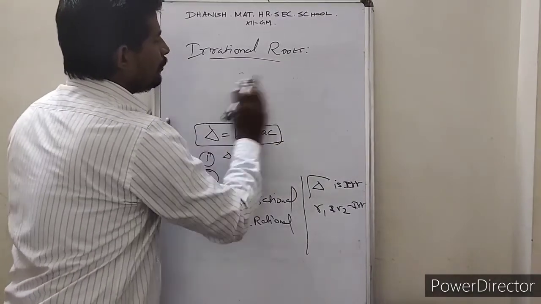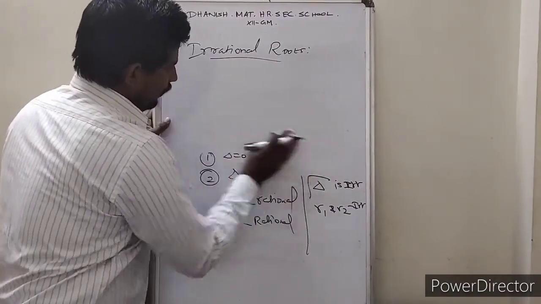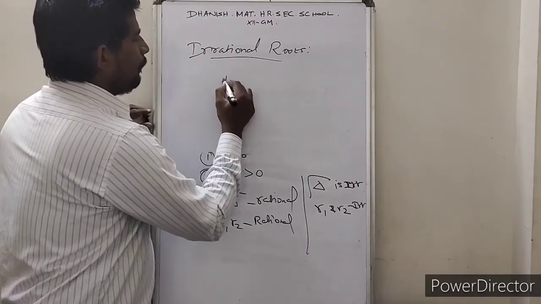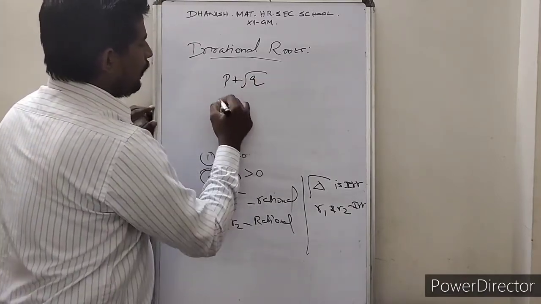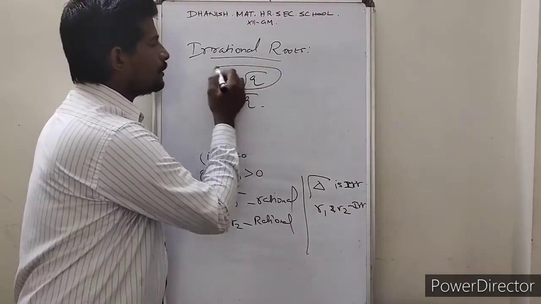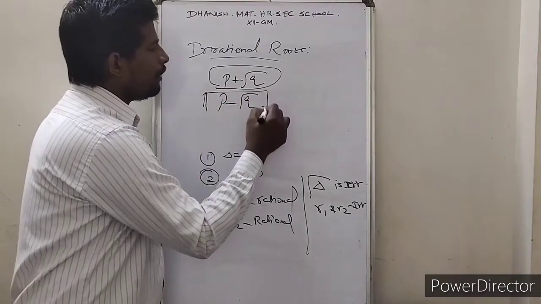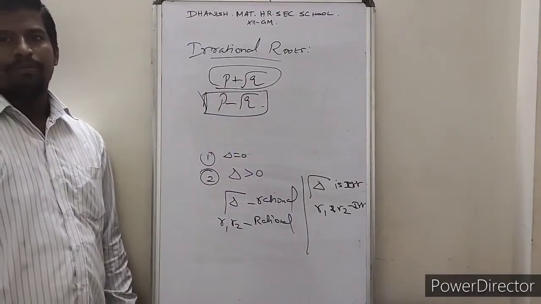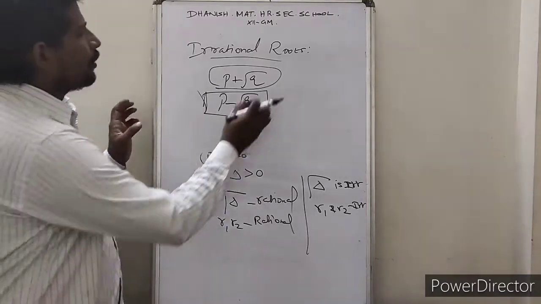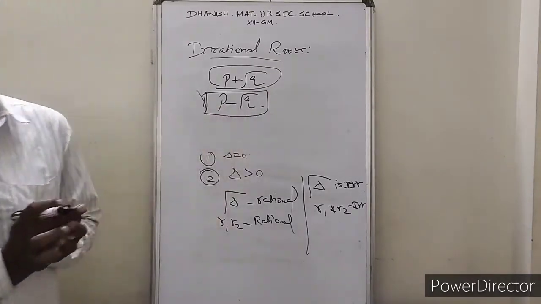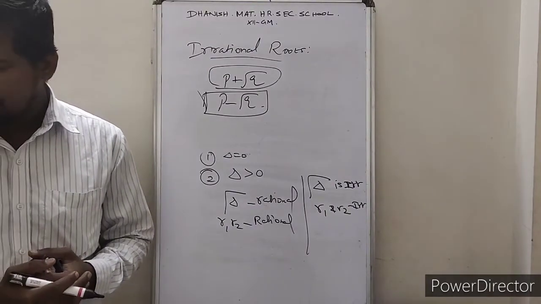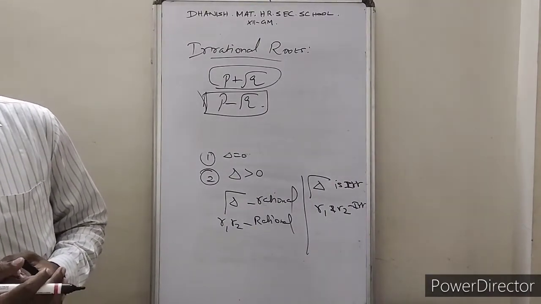Suppose if I have a root of the form p plus root q, then p minus root q is also a root. If p plus root q is a root, then p minus root q is also a root, by using theorem 3.3. But this is not true for all polynomial equations with rational coefficients.